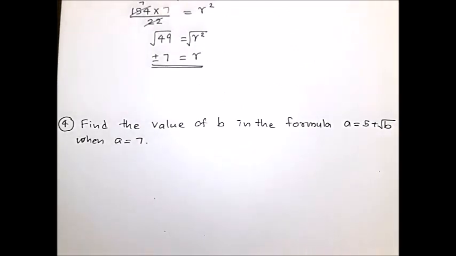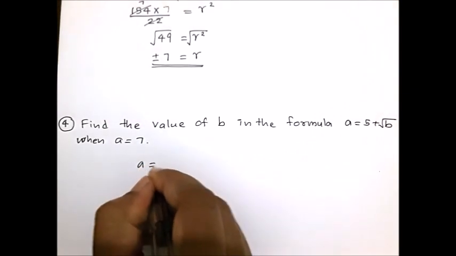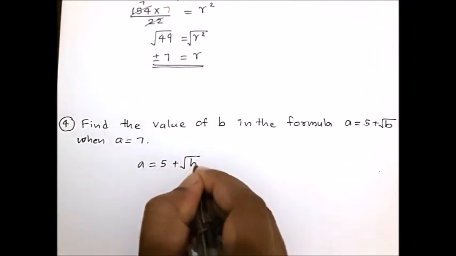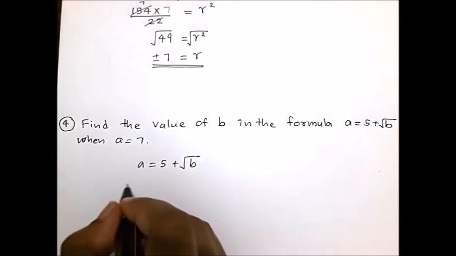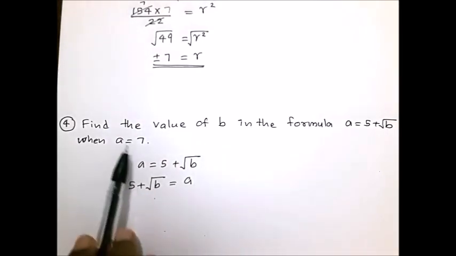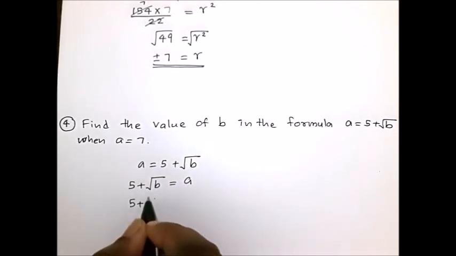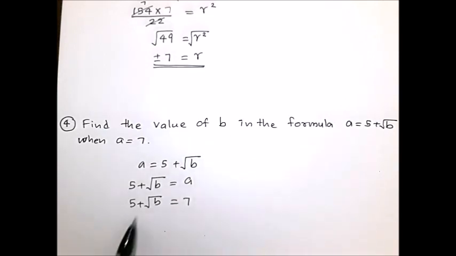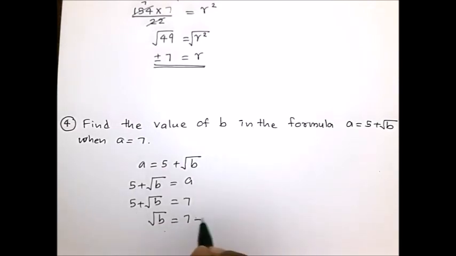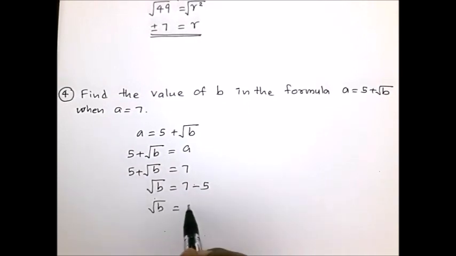Now look at the fourth example. Find the value of B in the formula A equals 5 plus square root B. First I am going to change the sides of the formula. Question says A is 7. Substitute 7 here. First remove 5 from the left hand side. Take it to the right hand side. Plus 5 becomes minus 5. Square root B equals 2.